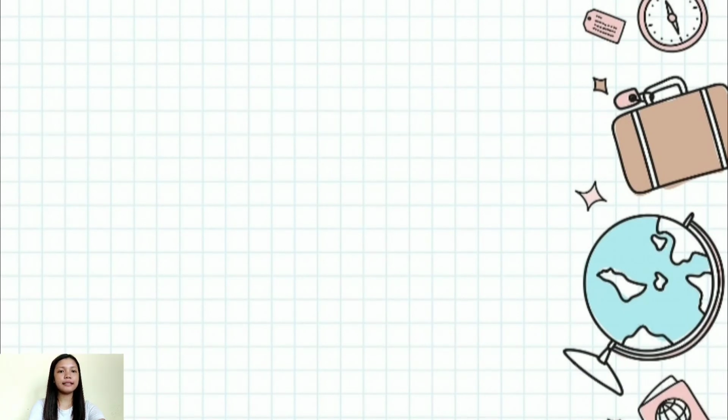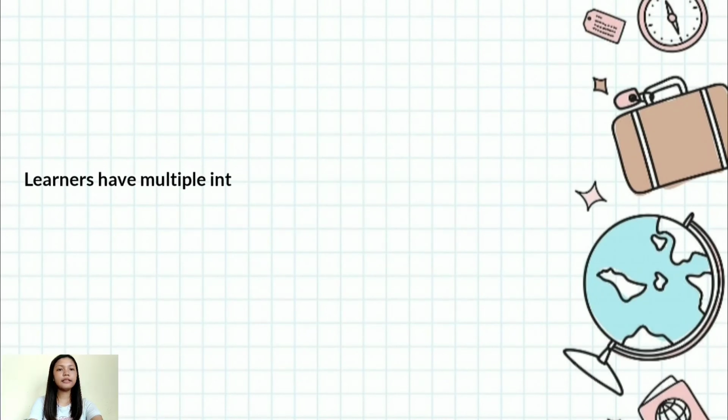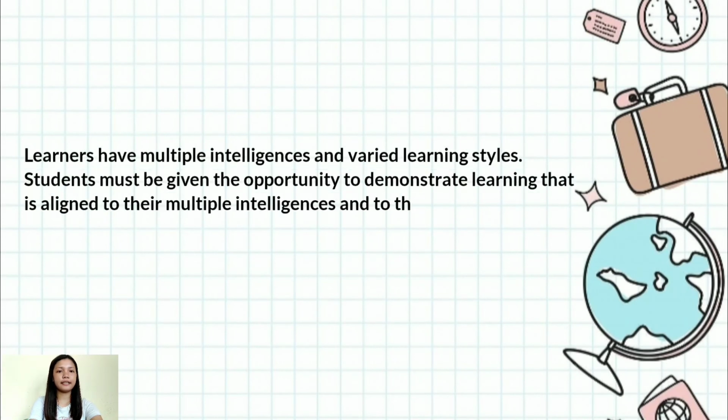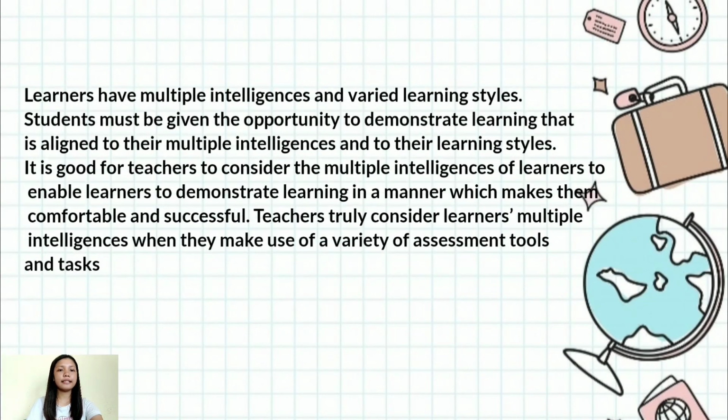Now let's move on to the next lesson, the assessment strategies and multiple intelligences. Learners have multiple intelligences and varied learning styles. Students must be given the opportunity to demonstrate learning that is aligned to their multiple intelligences and to their learning styles. It is good for teachers to consider the multiple intelligences of learners to enable learners to demonstrate learning in a manner which makes them comfortable and successful. Teachers truly consider learners' multiple intelligences when they make use of a variety of assessment tools and tasks.